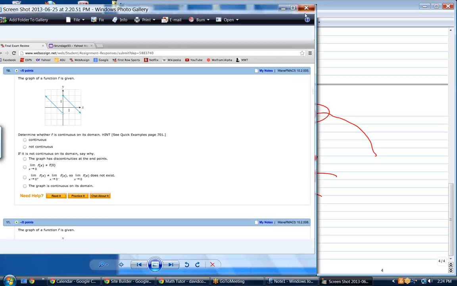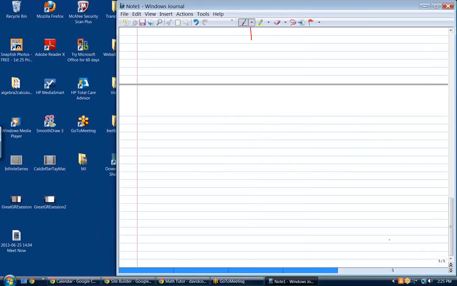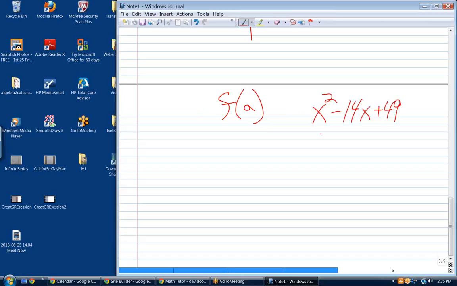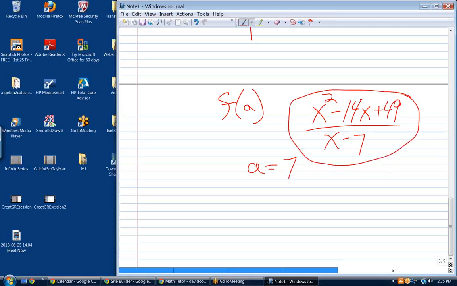All right then. Moving on to something a little different. This is something that confuses me. It says: use a graph or some other method to determine what, if any, value to assign to f of a to make f continuous at x equals a. And the function is x squared minus 14x plus 49 over x minus 7, when a equals 7. Okay, these are almost always factoring problems. So what does the numerator factor into?